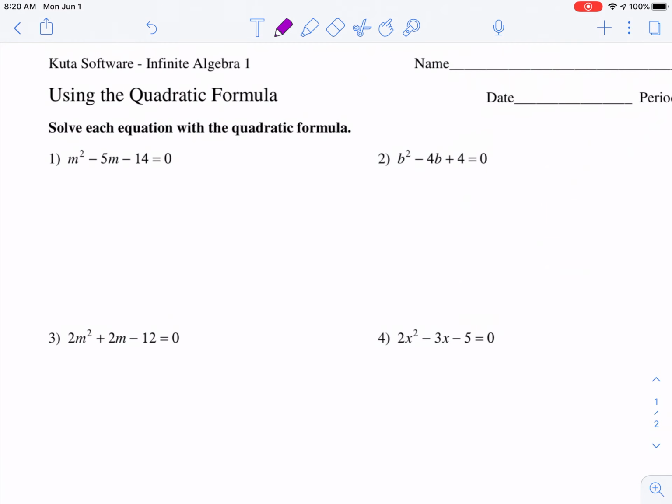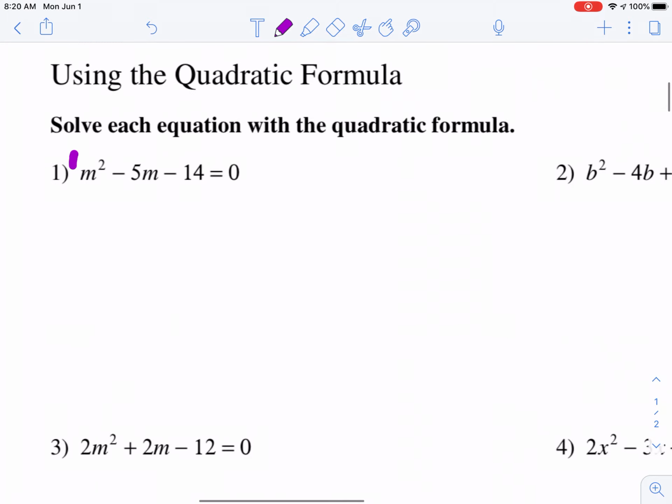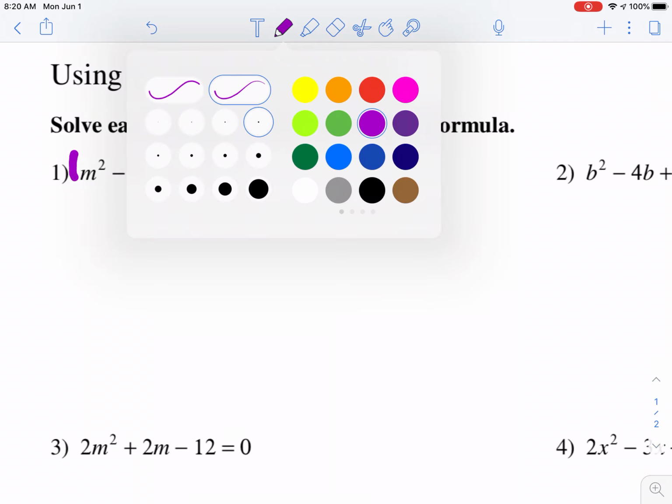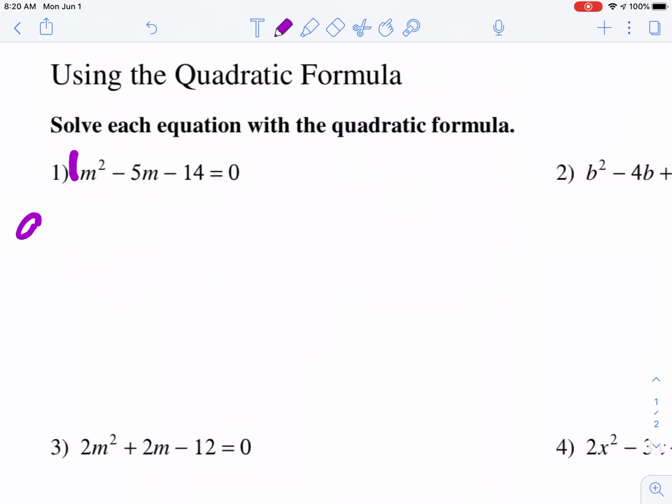All right, quadratic formula. Let's do this. So we have to identify our A, our B, and our C for number 1. So there's a 1 there, right? That's our A. A equals 1. B is this middle number here, -5. C is the last number, -14.